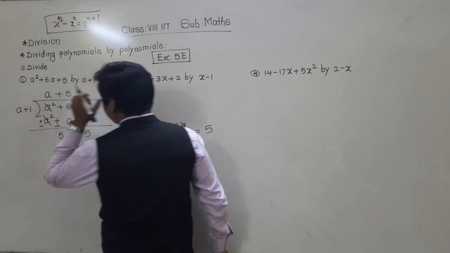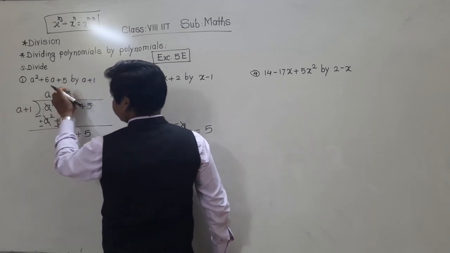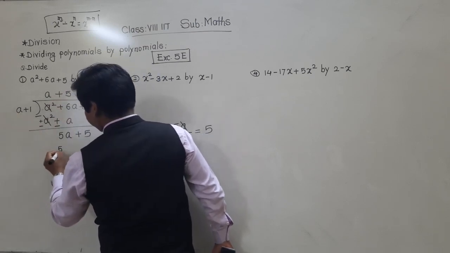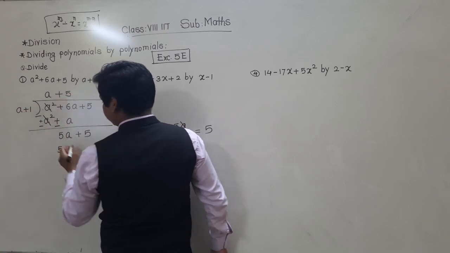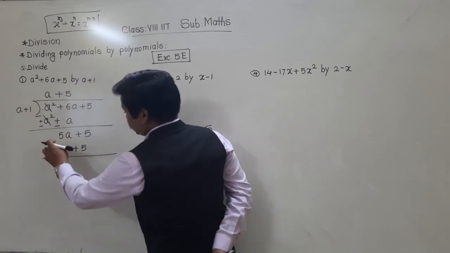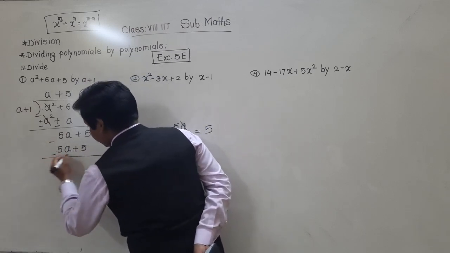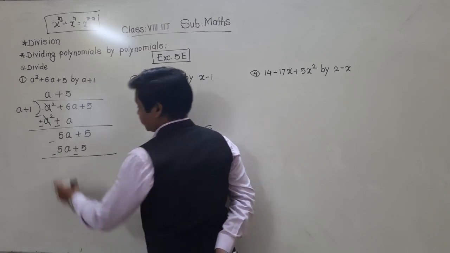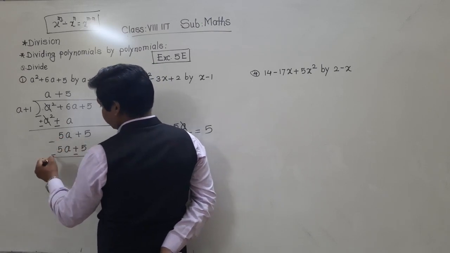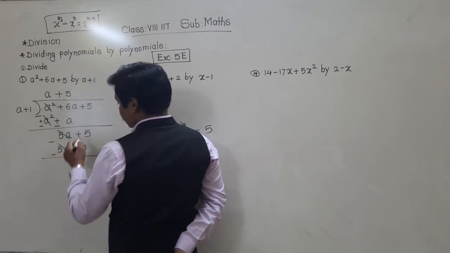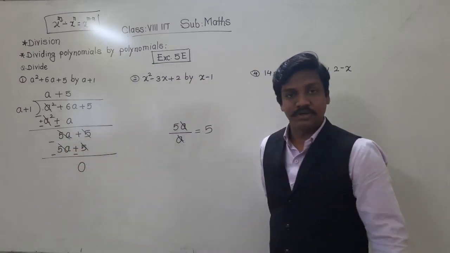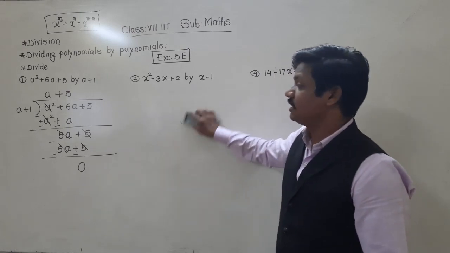Okay. Now multiply this divisor by this 5, and that we write here: 5 into a 5a, 5 into plus 1 plus 5. Okay. And now subtract. Due to the subtraction sign, signs of 5a and plus 5 will get changed. Minus 5a, minus 5. Okay. Now this 5a minus 5a cut 0, and plus 5 minus 5 again cut. So at the end the remainder is 0. Okay, this is the division of polynomial by polynomial.